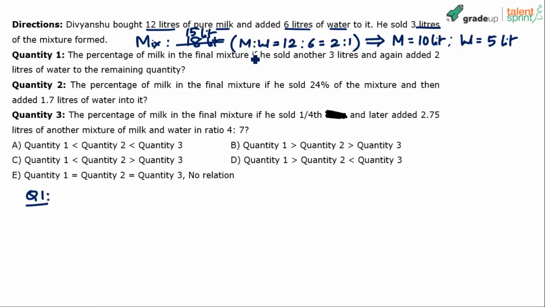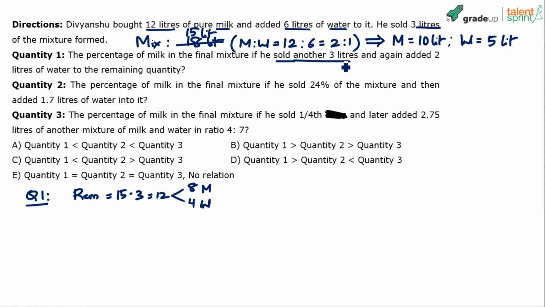The percentage of milk in the final mixture, if he sold another 3 liters. See, he has sold another 3 liters. If he has sold another 3 liters, what is remaining? Out of 15, only 12 is remaining, right? So remaining is 15 minus 3. You can directly write 12. Now if you divide milk and water in the ratio of 2:1, 8 liters of milk and 4 liters of water. You're getting it? Total quantity is 12 liters, dividing in the ratio of 2:1. So 8:4 is 2:1 and 8 plus 4 is 12.